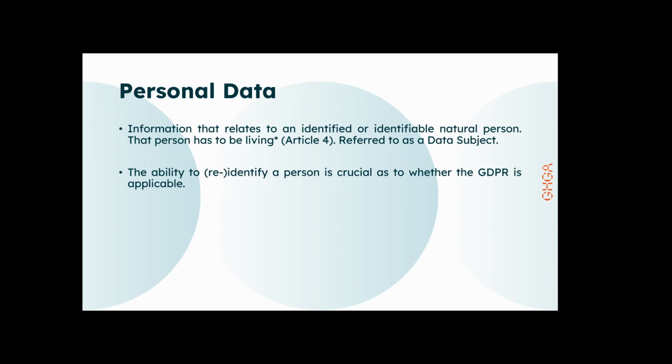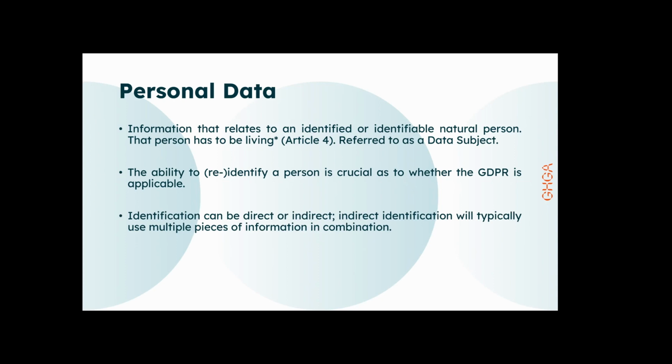What's really crucial as to whether the GDPR applies is whether it's possible to identify or even re-identify a person from within that data. It doesn't necessarily matter if the data is about a person, unless that person can be re-identified from that information. So just person-level information in and of itself is not necessarily going to be considered personal data.